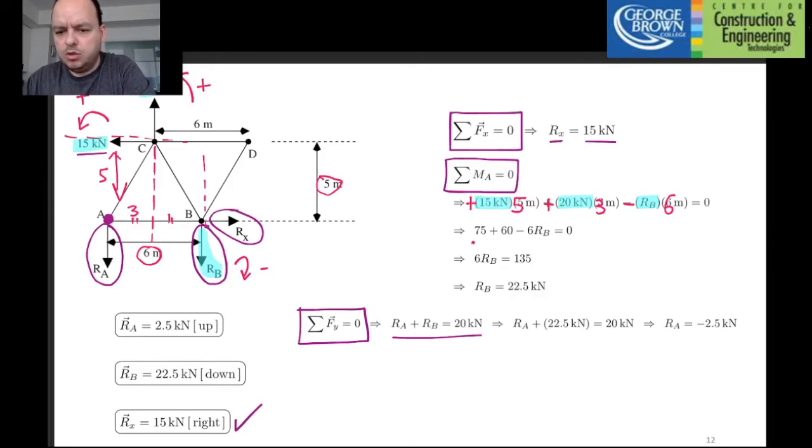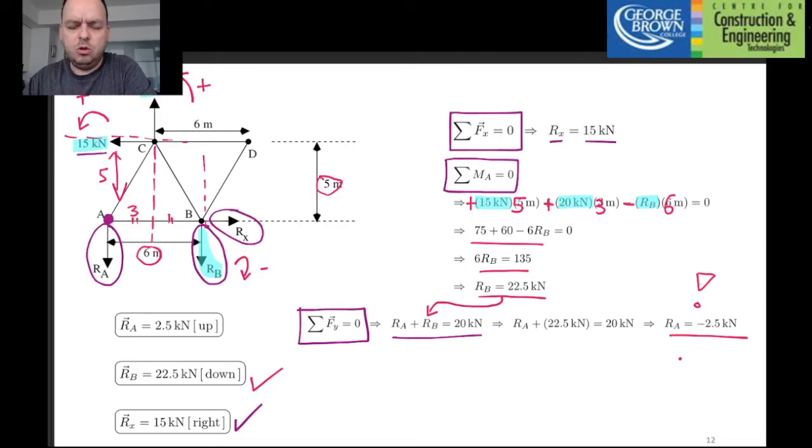If you clean this up with some algebra, you'll eventually get RB as 22.5 kilonewtons. Once you substitute RB into this equation, you can see that you get a negative answer for RA. So RB is done. We have 22.5 kilonewtons, but we've got a problem here with RA. And it's not too much of a problem, but it's still something we need to resolve. See, we assumed that RA was going down, but it's negative. So that means that RA must have been going up.